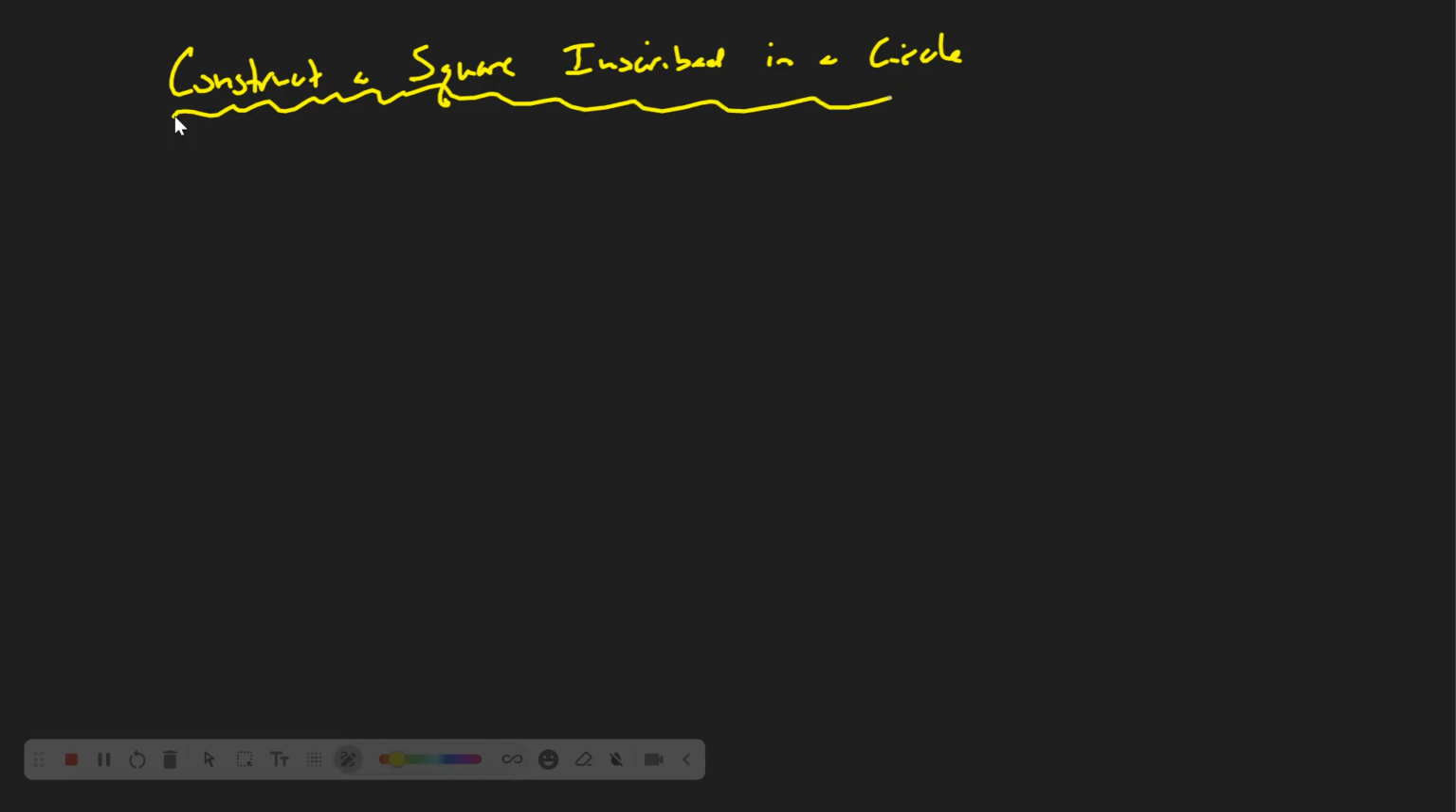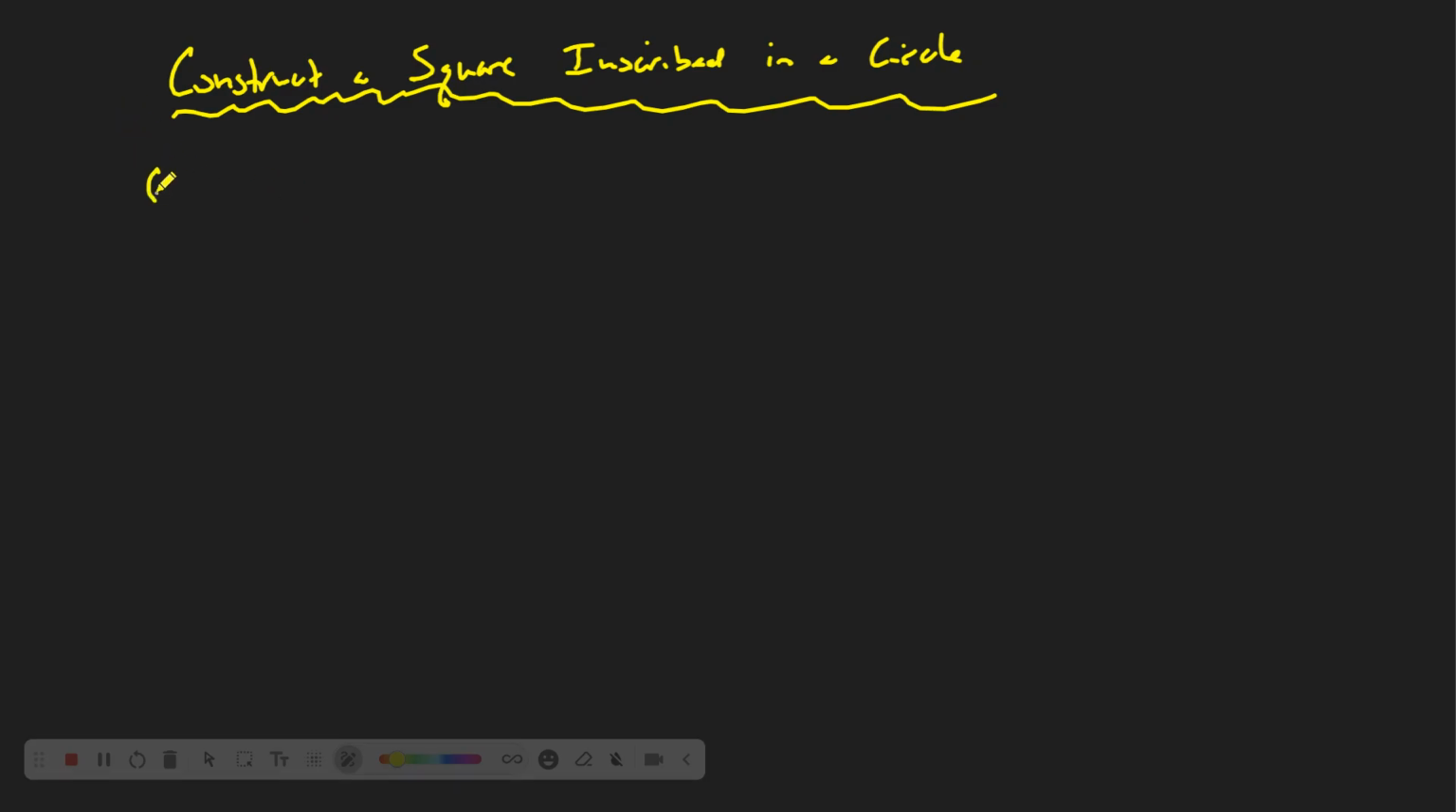So now we're going to learn how to construct a square. And again, this square is going to be inscribed in a circle. The upcoming unit, Unit 6, is going to talk about circles. So it's kind of good that we're having some interaction with circles.